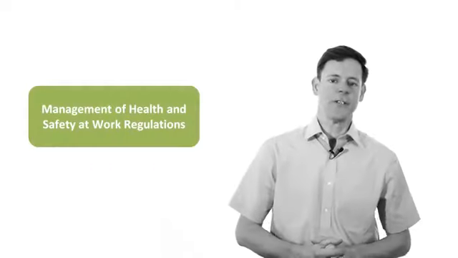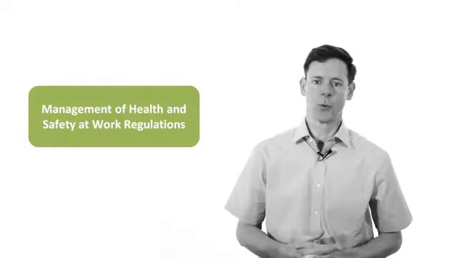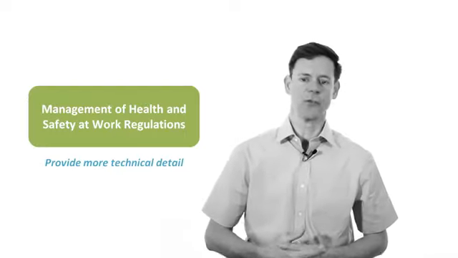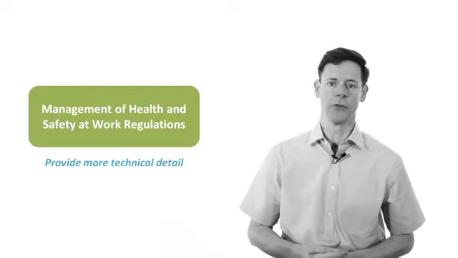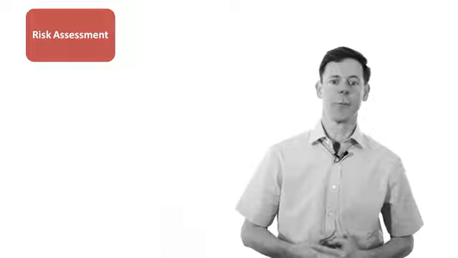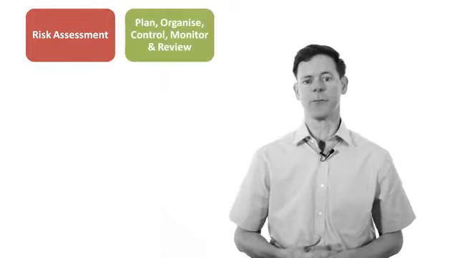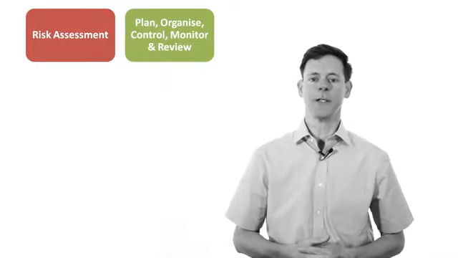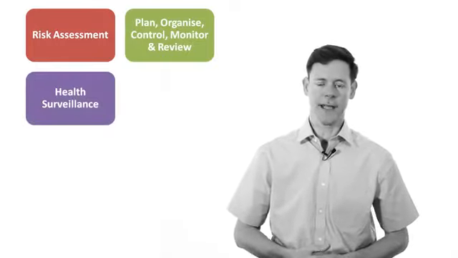So the Management of Health and Safety at Work regulations flesh out the requirements of the Act. They provide more technical detail on how to meet the general goals established by the Act. Principal amongst them, the employer must carry out a suitable and sufficient risk assessment. This risk assessment must be recorded where the employer has 5 or more employees, and it must be kept under review. The employer is also required to make adequate arrangements for the planning, organisation, control, monitoring and review of their preventive and protective measures, and they must provide their employees with appropriate health surveillance.